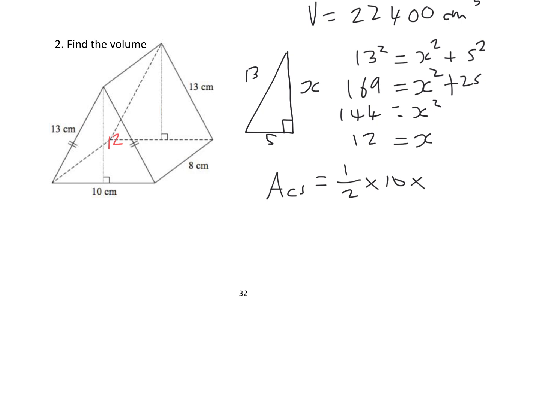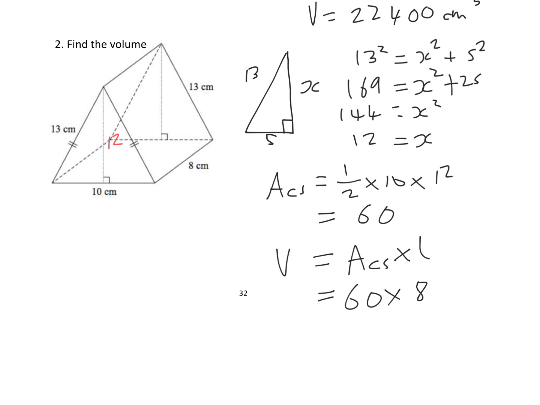So you can go back to finding the area of this isosceles triangle. Half times the base 10 times the height 12. And that gives you 60. Then to find the volume, it's a prism, so it's the area of that cross-section times its length. It's 60 multiplied by how far back it goes, which is 8 centimetres. So that gives 480 centimetres cubed.